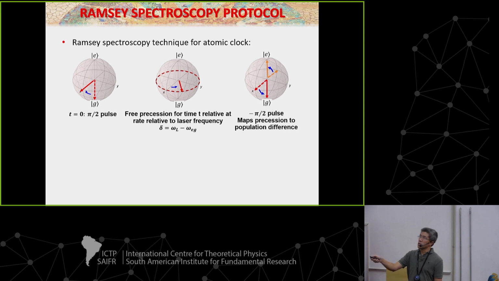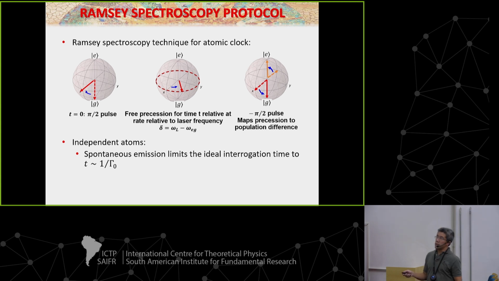On the other hand, imagine that there was a frequency difference, and at some magical time this state precessed halfway around the equator. Now when you do this minus pi/2 pulse, you map that coherence up to an excited state population. So measuring ground state versus excited state population as a function of time informs you of the difference between your laser frequency and the atomic resonance frequency, and then you can feed that information back to correct the laser frequency. So now your laser frequency ideally is locked to the atomic resonance.